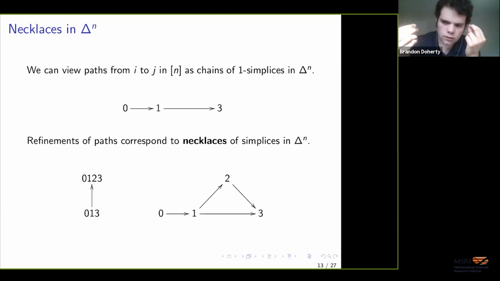And when we talk about these edges as representing refinements of paths, we can view those as corresponding to necklaces in delta n. So we have this 2 simplex here, 1 to 2 to 3, which we can view as representing a factorization of that path from 1 to 3 into 1 to 2 to 3. And then we can add the edge 0, 1 onto the end of that to get this factorization of 0, 1, 3 into 0, 1, 2, 3, like so.